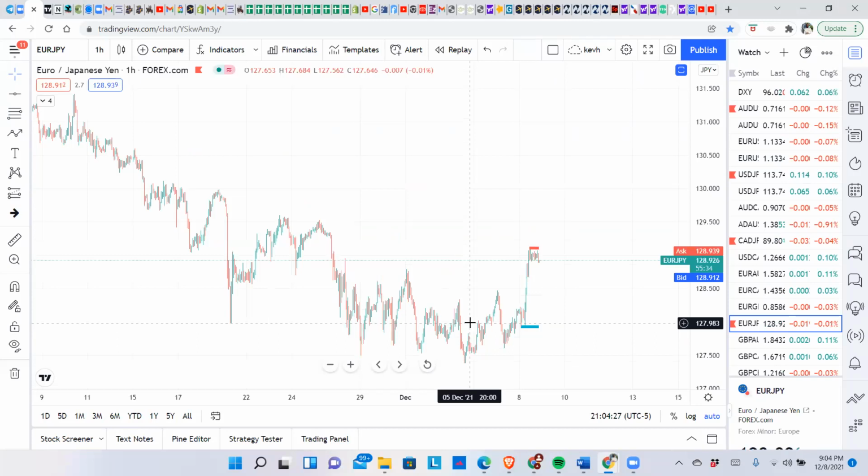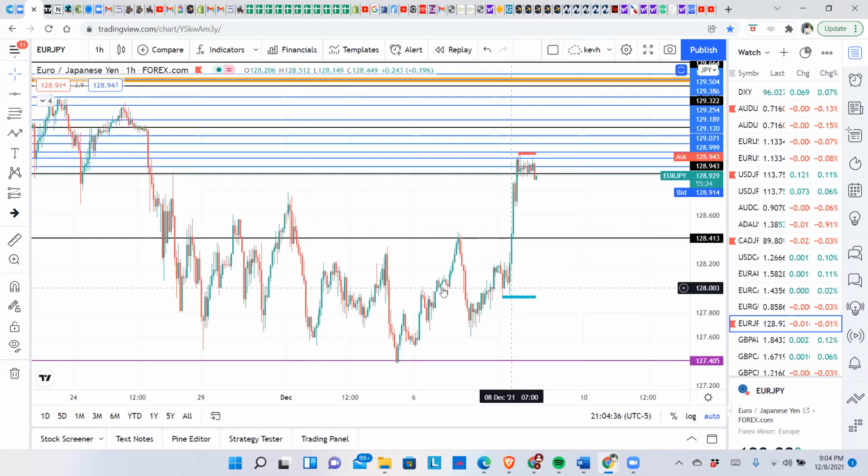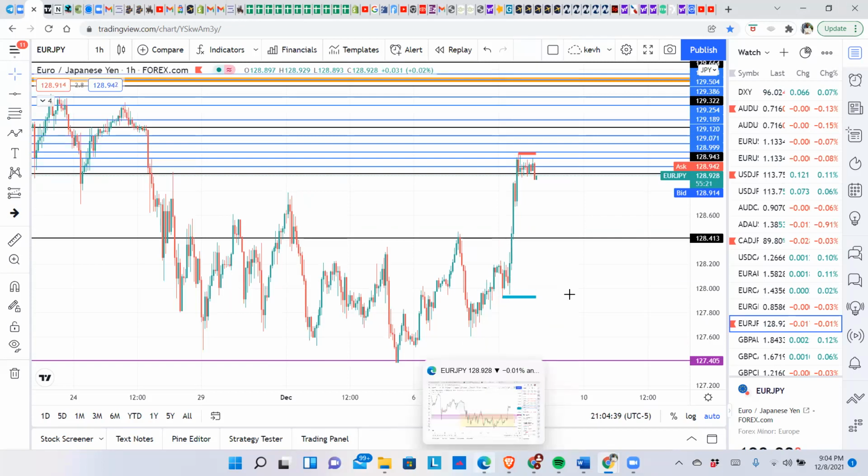But if you have a question, you can go ahead and ask. Let's try to fix this. Okay, but here we are. Euro JPY broke out of the consolidation. I was using the other chart yesterday, this one, exactly. So this is the chart I was using yesterday.